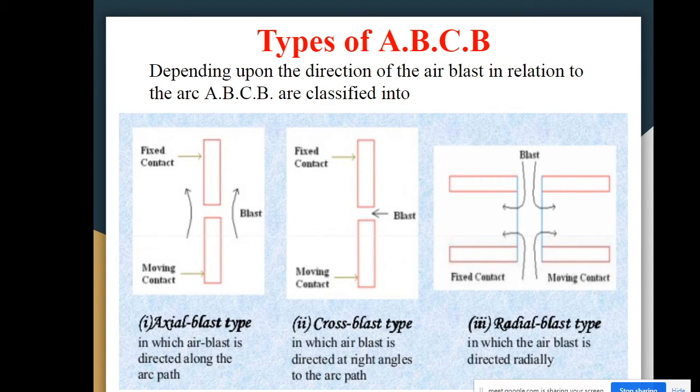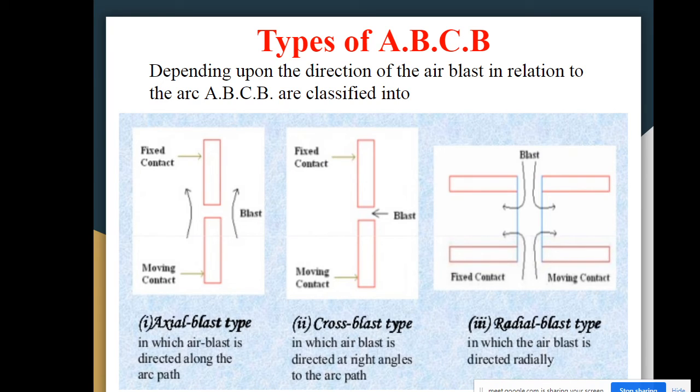So here there are different types of air blast circuit breaker, ABCB. Depending upon the direction of the air blast in relation to the arc, air blast circuit breakers are classified into three types. That is, in which direction the air blast is taking place in the arc chamber with respect to the arc. One is the axial blast type, second is the cross blast type, third one is the radial blast type.